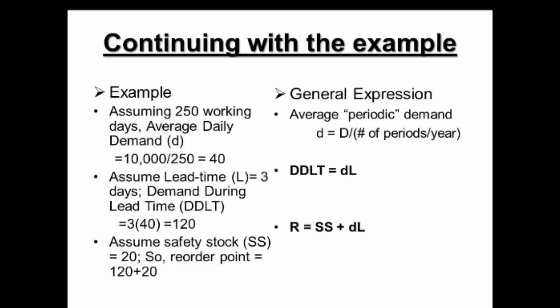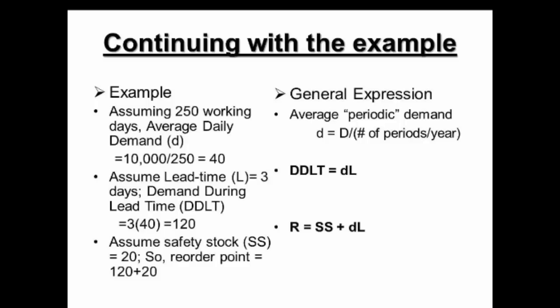So the average daily demand is 40. A general expression for that is D equals annual demand divided by the number of periods per year. If we are talking about daily demand, you divide by the number of working days. If we talk about monthly demand, you divide it by 12. If it is weekly demand, you divide it by the number of working weeks, 50, 52, whatever that is in your specific situation.